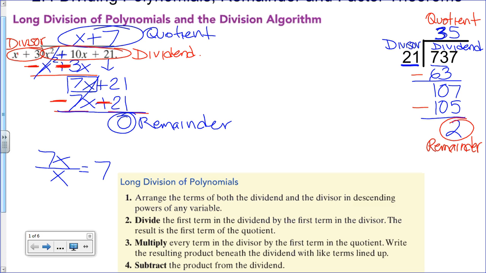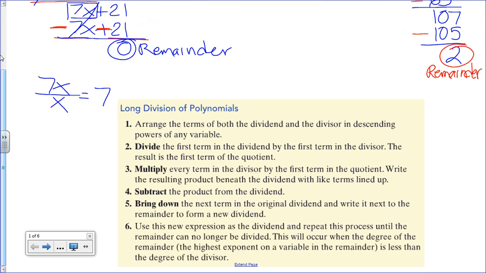Okay, so the box that we have here, long division of polynomials, has the same instructions of what I just explained, so let's go over it. First thing you do is arrange the terms of both the dividend and divisor in descending powers of any variable. So what does that mean, descending powers?